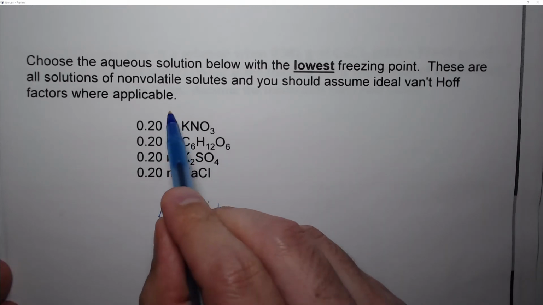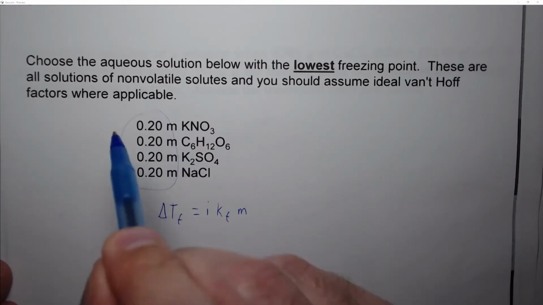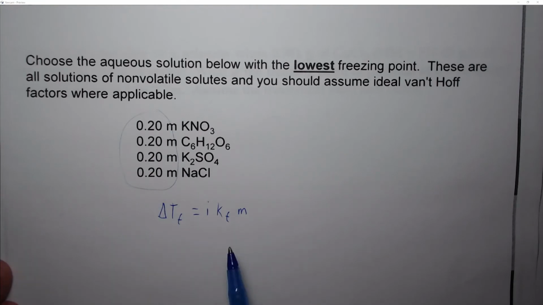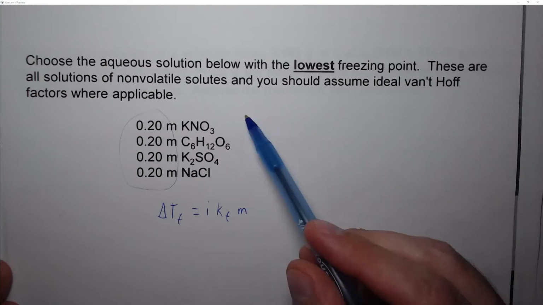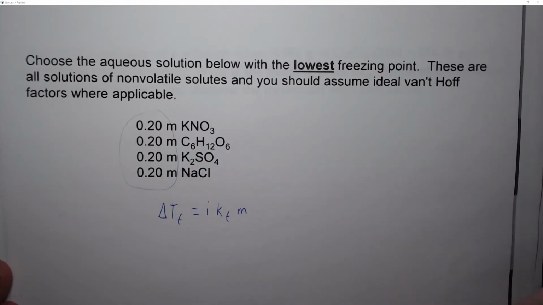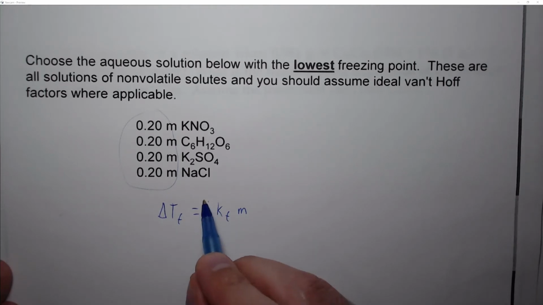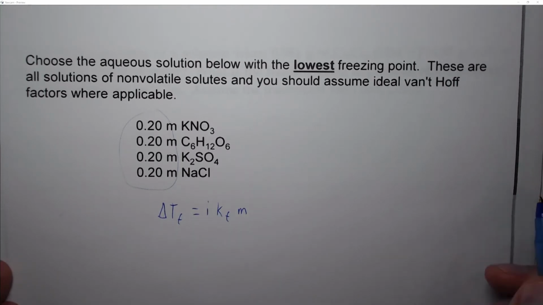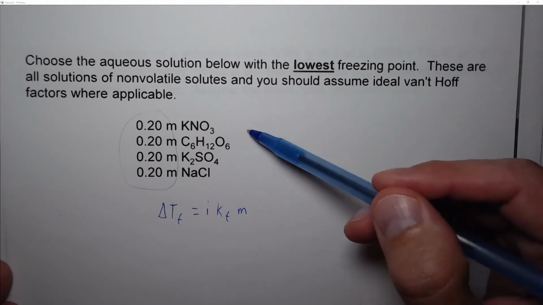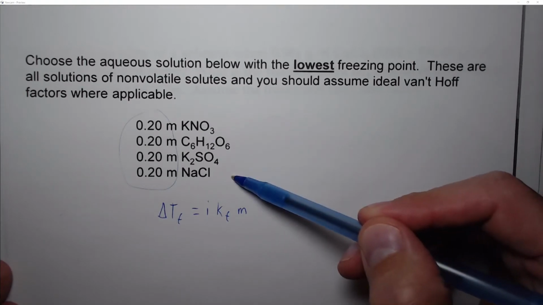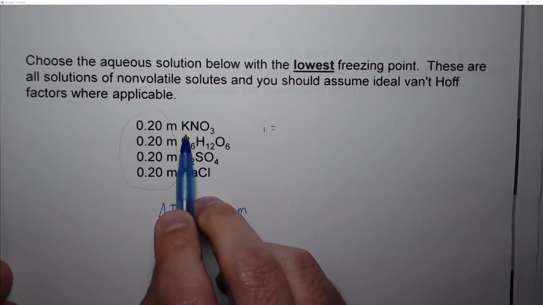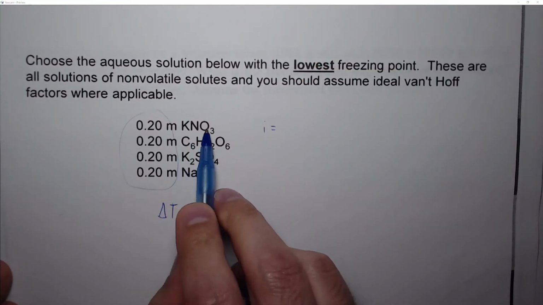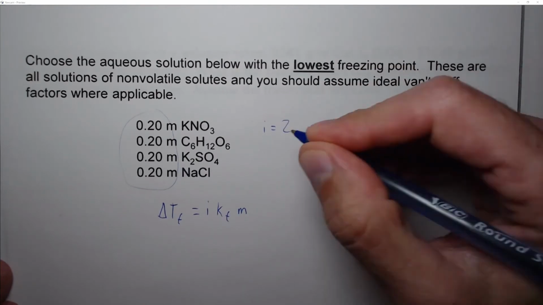Well, if you notice here, all of the molalities are the same. So Kf is a constant because they're all dissolved in water, and m is a constant because in this particular question, they made the molalities constant. So the freezing point depression is going to depend on the van't Hoff factor i. So what we need to do is determine the van't Hoff factor for each of these different solutes. So KNO3 breaks up into K+ and NO3-, two different things, so i is equal to 2.